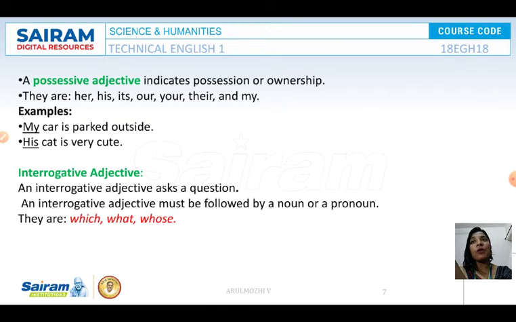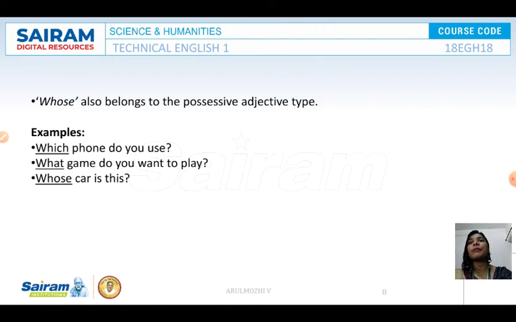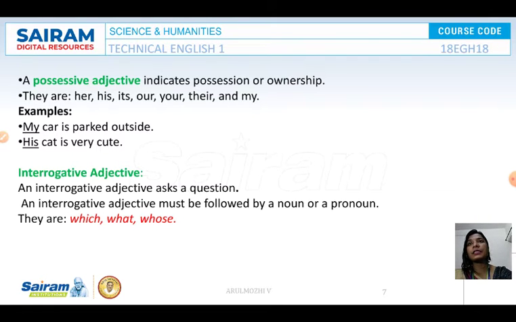Here car is a noun and car is described by my, so it becomes a possessive adjective. His cat is very cute. Cat is a noun. When cat is described by the word his, it is a possessive adjective. His is a possessive pronoun. When a possessive pronoun describes a noun, it becomes a possessive adjective.